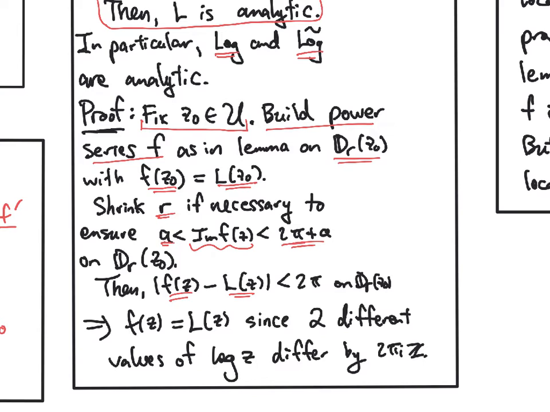But then since they're both trapped in these same intervals, their difference has to be less than 2 pi, and two values of log that are less than 2 pi in distance, well, they just have to be the same because two different values of log have to differ by a multiple of 2 pi i. So we get from this that f has to agree with L of z, at least on this small disk that we were describing. But then this just tells us that L agrees with a power series on a disk centered at z naught, and that exactly means that L is analytic.